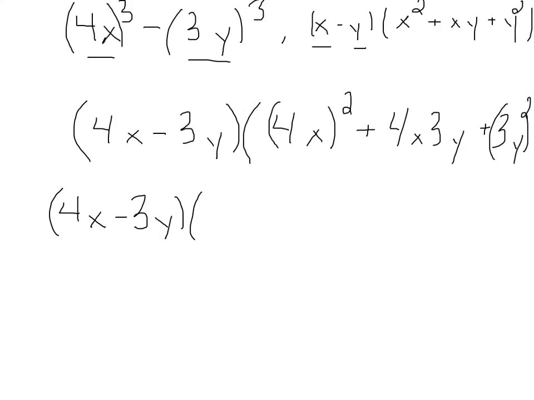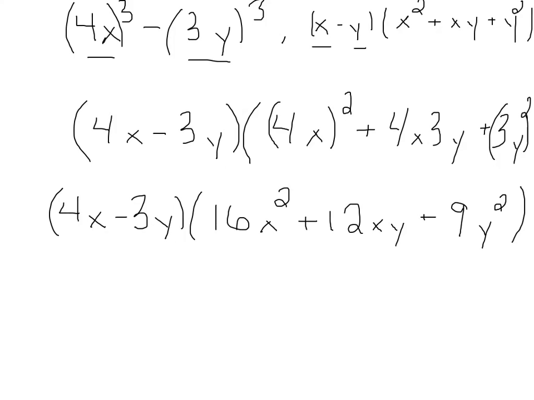The first part of our expression would stay the same, so we have 4x minus 3y, and now let's simplify the second part. 4x quantity squared would be 16x squared, plus we can multiply 4 times 3 to get 12, and then xy, plus 3y squared would give us 9y squared.